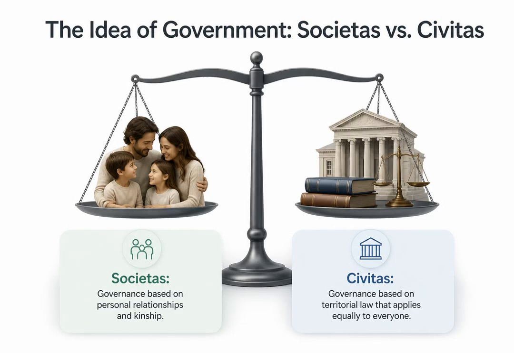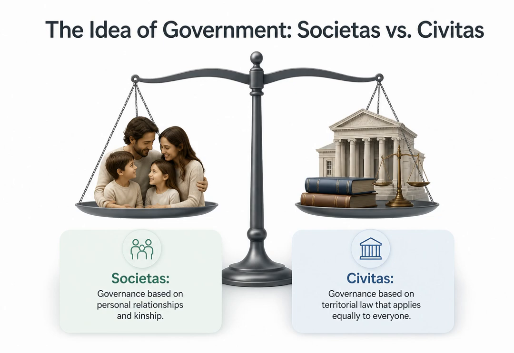Moving to political organization, which takes up over half of Ancient Society, Morgan identifies a massive shift from societas to civitas. Societas is governance based purely on personal kinship relationships, like an extended family making decisions together. But as populations grow, this becomes impossible. Society transitions to civitas, where governance is based on the law of the land.